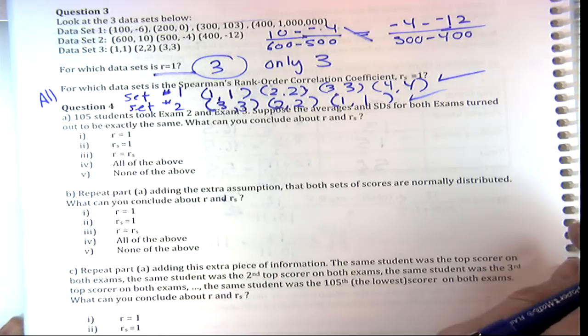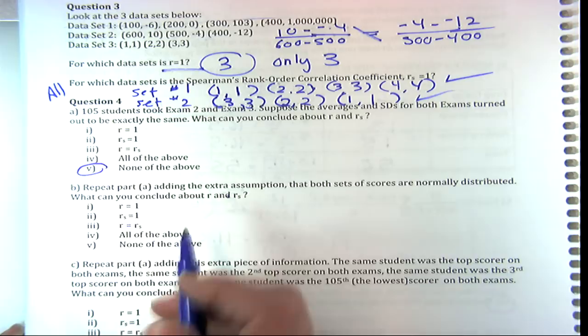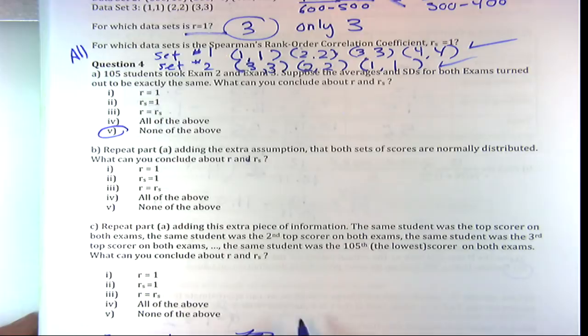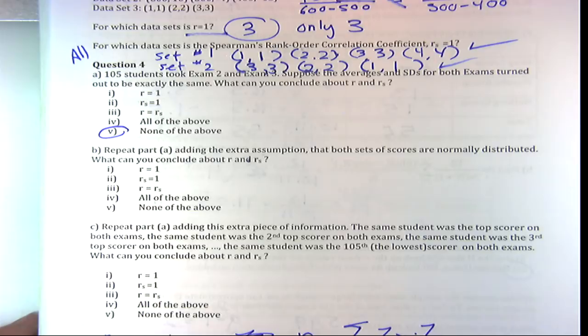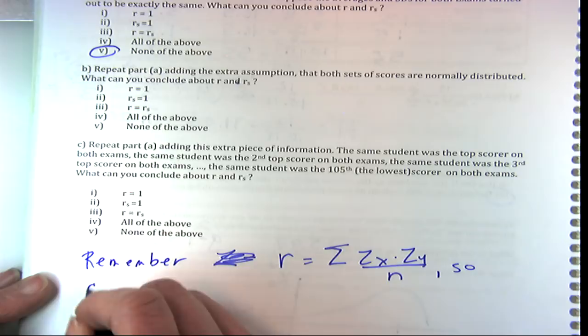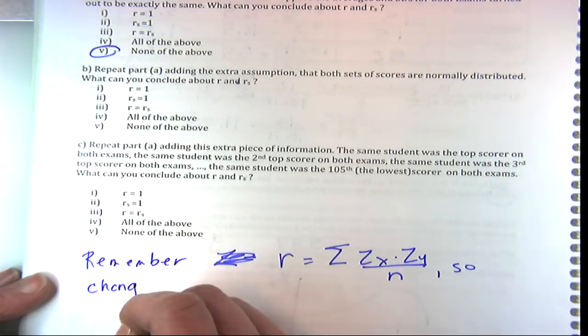So maybe we should write this. What can you conclude? None of the above. First of all, I was trying to understand why so many people got this wrong on the iClickers, and I think I figured it out, but I'm not sure. Remember that the correlation R is equal to the sum of the ZXs times the ZYs over N, the sum of their products, right? So figuring out a correlation coefficient means changing to z-scores.